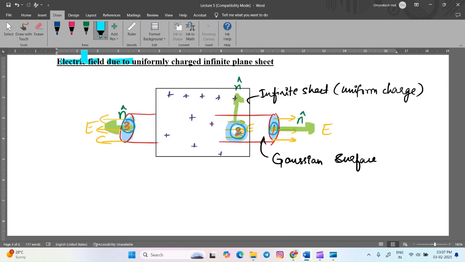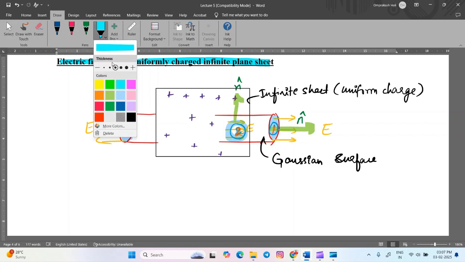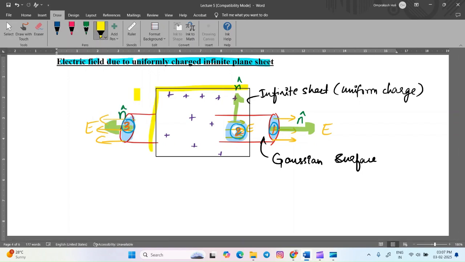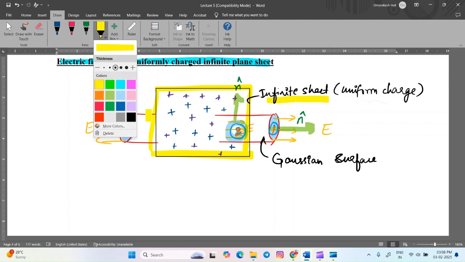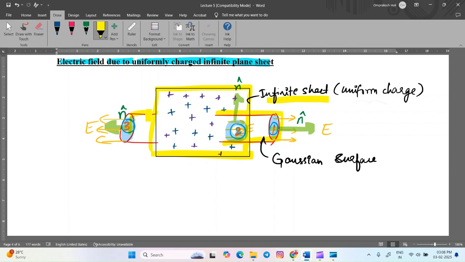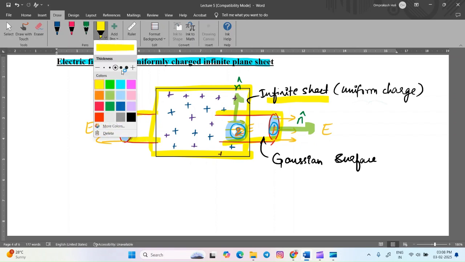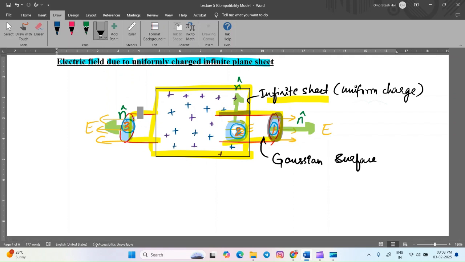Electric field due to a uniformly charged infinite plane sheet. As you can see in this picture, this is a plane sheet which is infinite. There is no end for this sheet and it carries uniform charge. All the charges present here are uniformly placed. It is enclosed within a Gaussian surface. This particular cylindrical surface is a Gaussian surface, enclosed by three areas. This is the first area, this is the second area in the middle, and this is the third area.